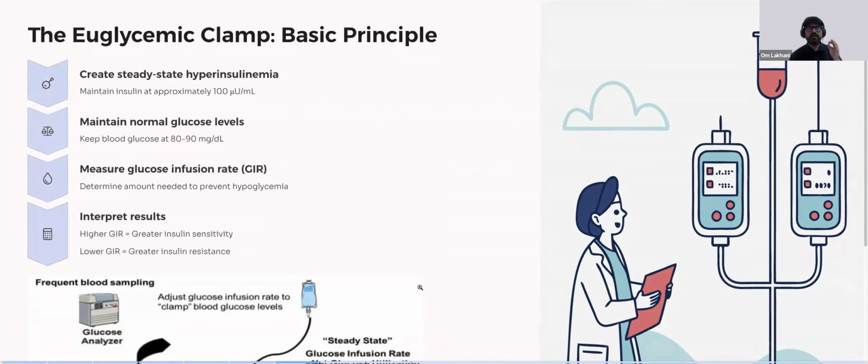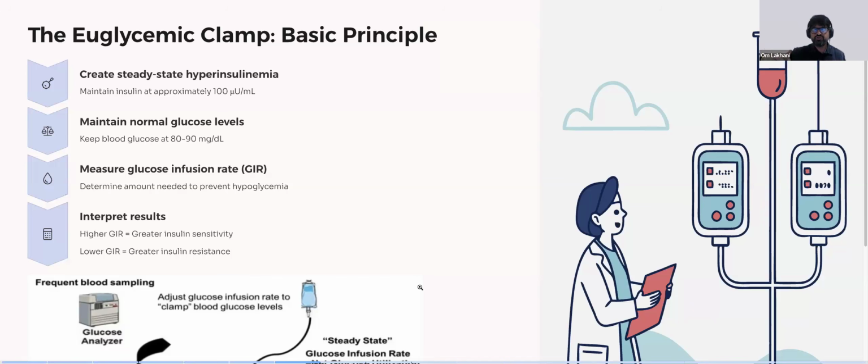Okay. Now, let's see what is the basic principle of the euglycemic clamp. So in the euglycemic clamp, what you do is you give insulin, you give glucose, right? First, you give insulin. So by giving insulin, you try to lower the glucose, and keep the glucose in a euglycemic range, in a range of 80 to 90 milligram per deciliter. Now, what you have done is you have given an insulin infusion, right? And let's say the patient's glucose was 150.